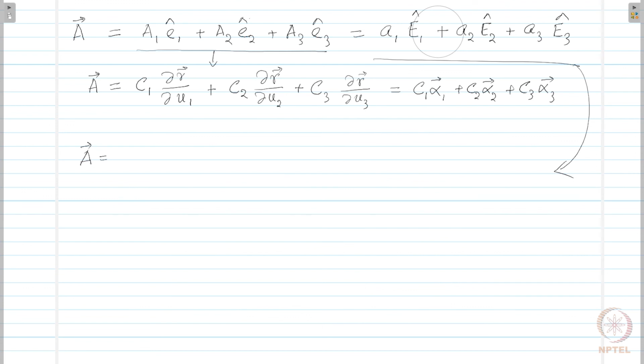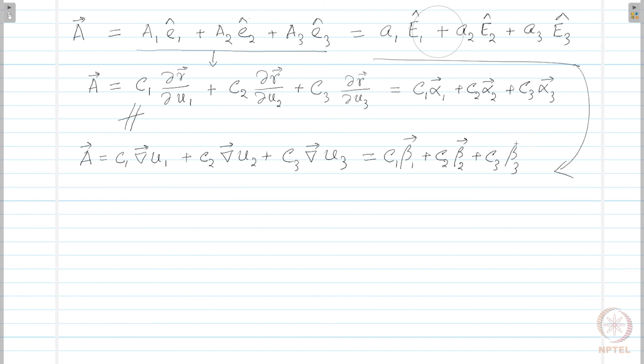and the other notation would be like we are writing it here: A is given as c1 gradient of u1 plus c2 gradient of u2 plus c3 gradient of u3, that is equal to c1 beta 1 plus c2 beta 2 plus c3 beta 3. Of course, this C1 and this c1 are not equal.